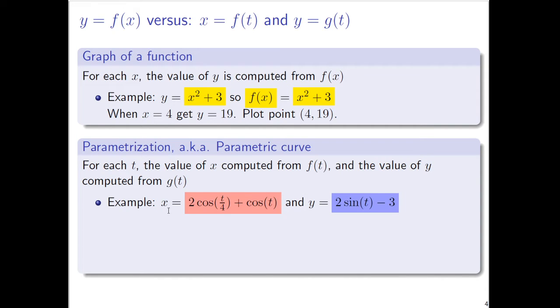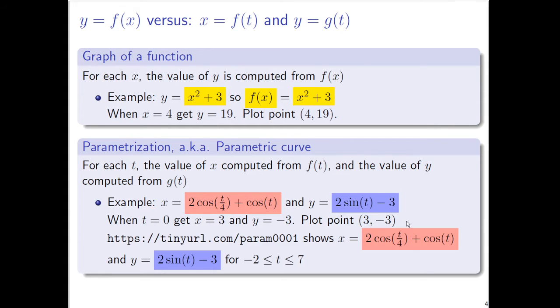So for example, x equals what's shown in red here, 2 cosine of t over 4 plus cosine of t, and y equals 2 sine of t minus 3, for example. So if you plug in t is equal to 0, x will be 3, and plugging t equals 0 into 2 sine of t minus 3, you'll get y is equal to negative 3. So you'll plot this point 3 comma negative 3. So plugging in t equals 0 gives you x is 3, y equals negative 3, and you get this point. You notice in this point, you don't see the 0 right here.